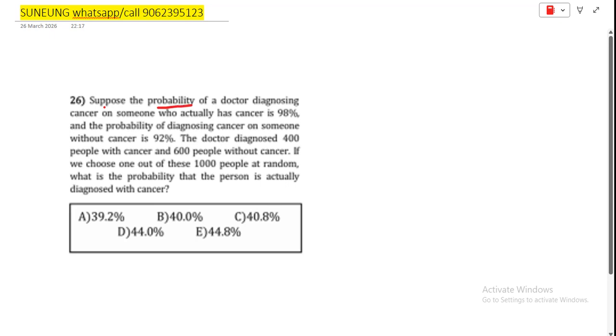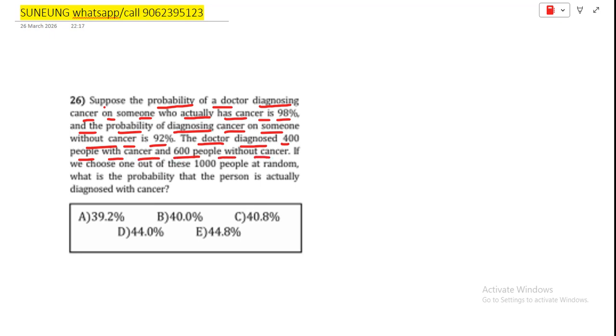Suppose the probability of a doctor diagnosing cancer on someone who actually has cancer is 98% and the probability of diagnosing cancer on someone without cancer is 92%. The doctor diagnosed 400 people with cancer and 600 people without cancer. If we choose one out of these 1000 people at random, what is the probability that the person is actually diagnosed with cancer? And there are 5 options.